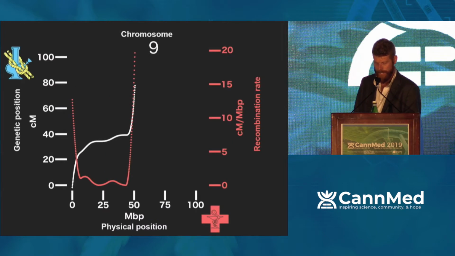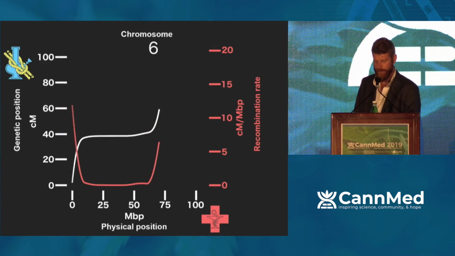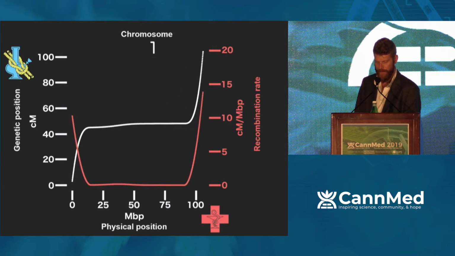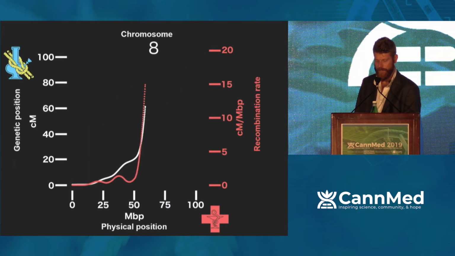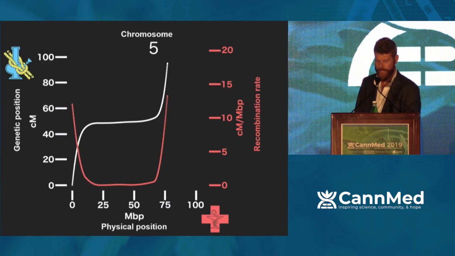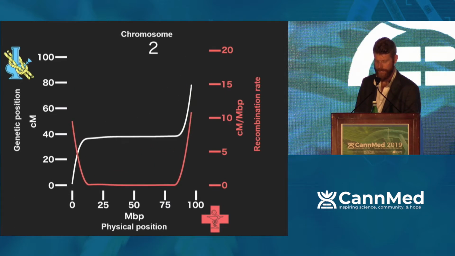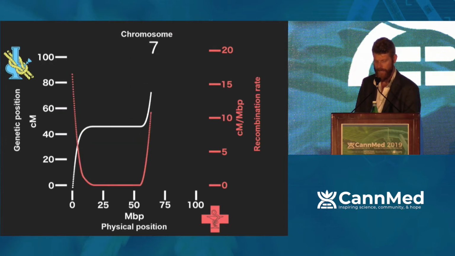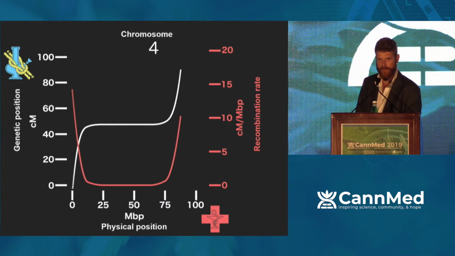So then I integrated the genetic and physical maps to produce chromosome-scale pseudomolecules corresponding to the 10 chromosomes of cannabis. The animation depicted in my slide shows each chromosome in white, with the gene's genetic position on the y-axis, shown in centimorgans, and the physical position shown in megabase pairs on the x-axis. I also show the recombination rate in red.